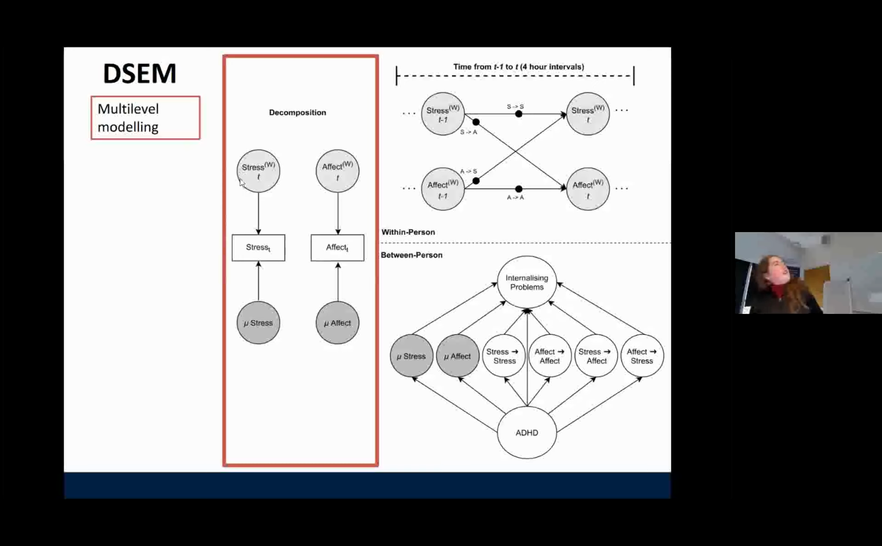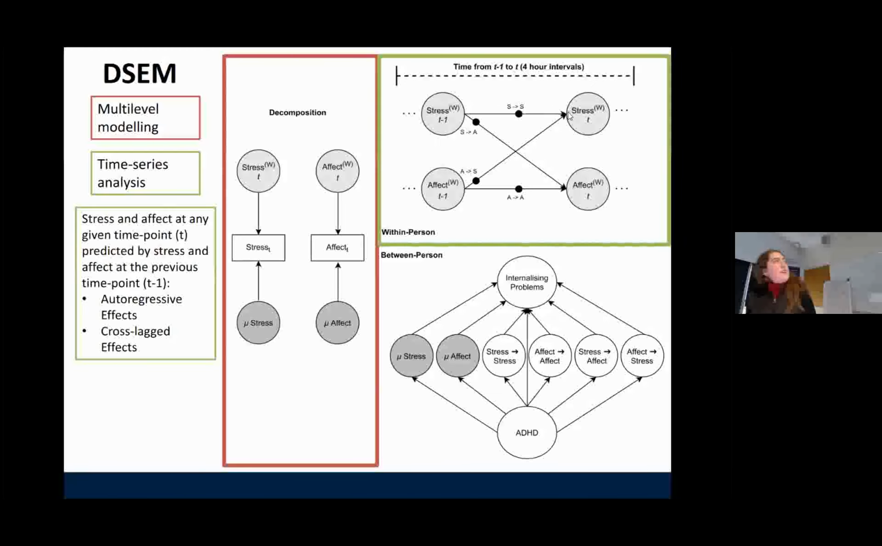So these circles here represent the deviations from the within-person-centered means. And on those within-person deviation components, we fit a time series model. So here we are predicting stress and affect at a given time point by stress and negative affect at the previous time point. Important to note here is that those cross-lag autoregressive effects are fixed to be equal over time.